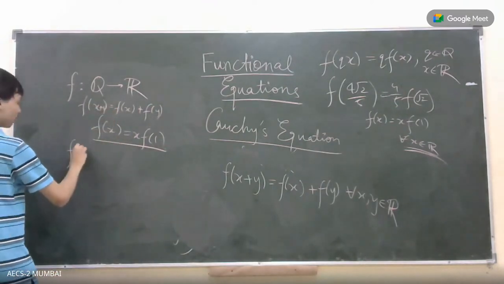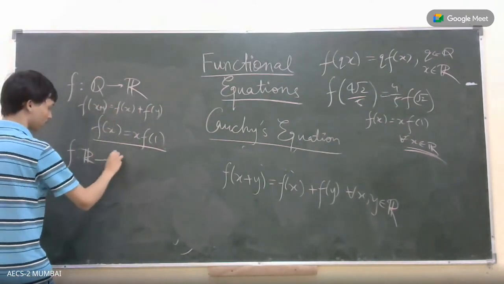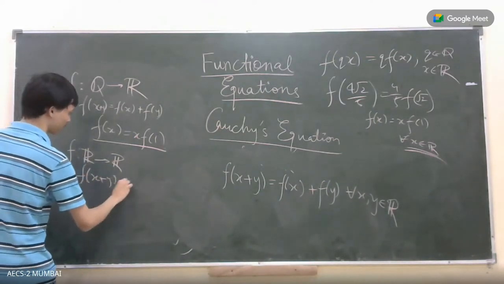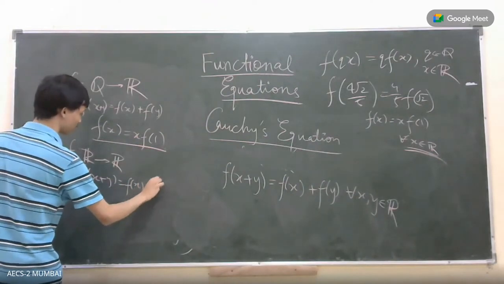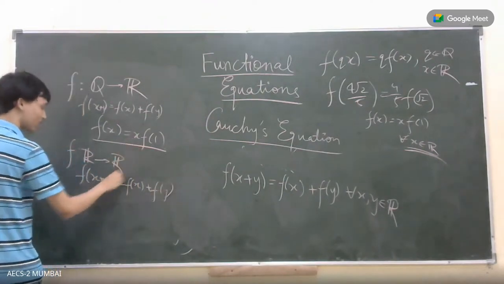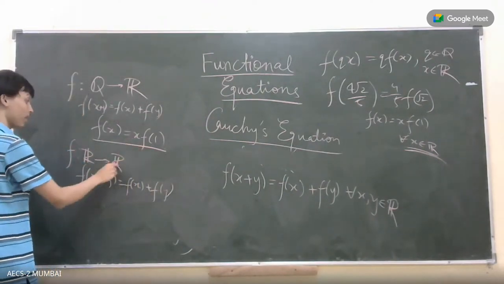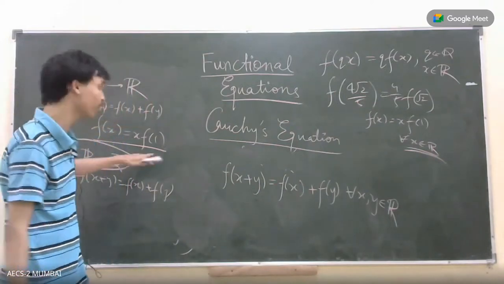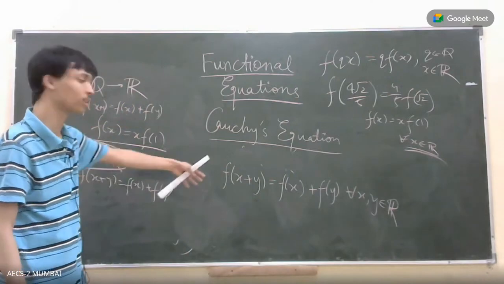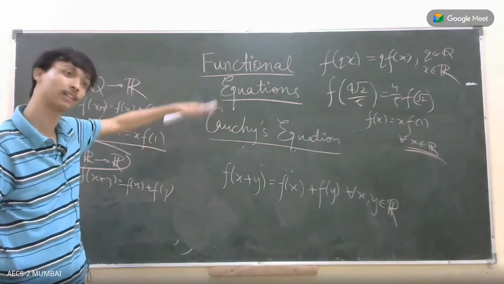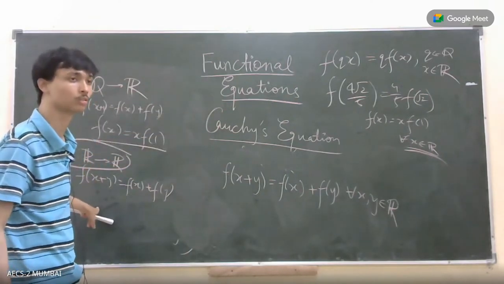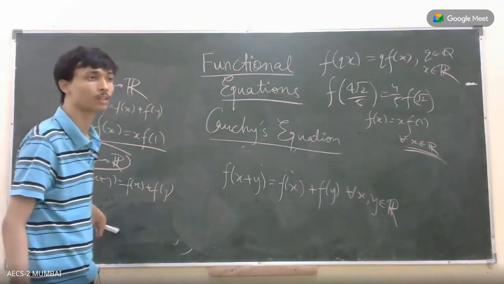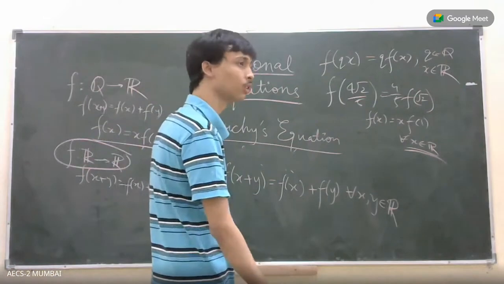All I'm saying is that if you have a function f from R to R such that f of x plus y equals f of x plus f of y, this function satisfies this too. But if your domain is R, then this is no longer the only function which satisfies this. As I gave you the 5x and x example, that function satisfies this equation. You can verify that.